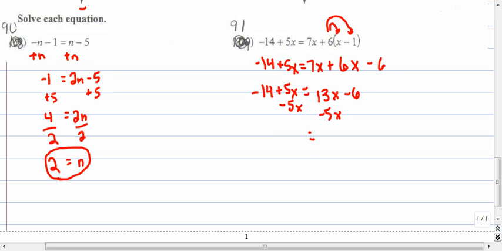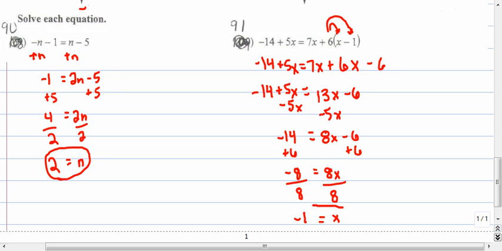Okay, so now we have negative 14 is equal to 8x minus 6. So I'm going to add 6 to both sides. That gives me 8x is equal to negative 8. When I divide both sides of the equation by 8, I get x equals negative 1. So x equals negative 1 in this problem.